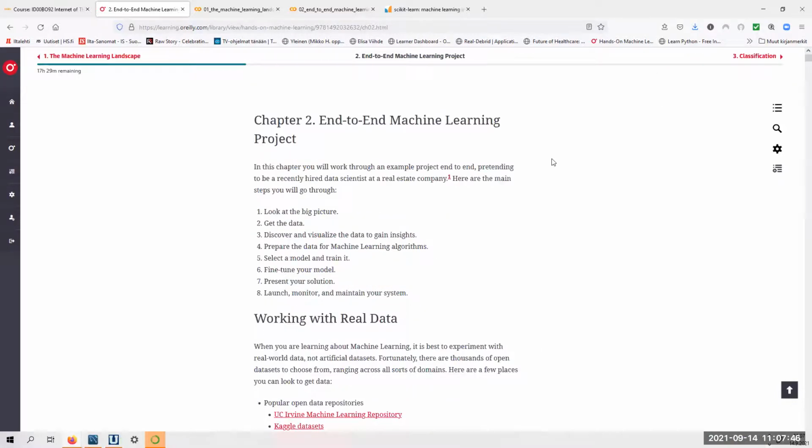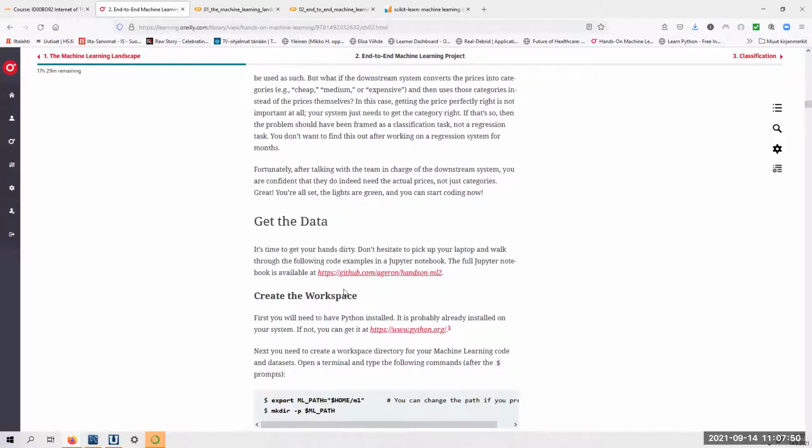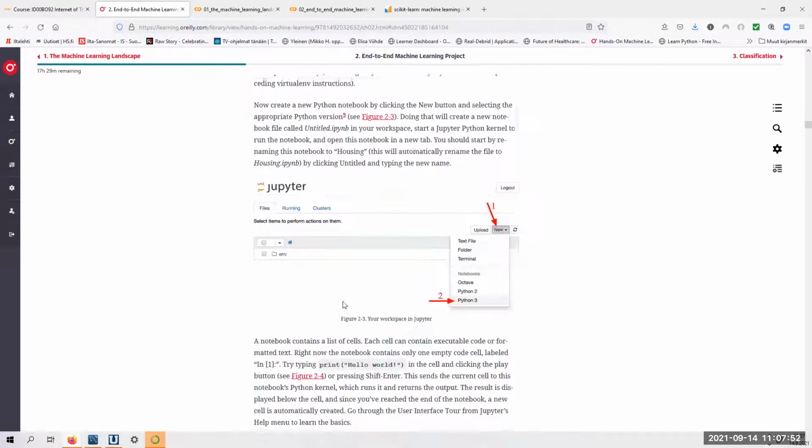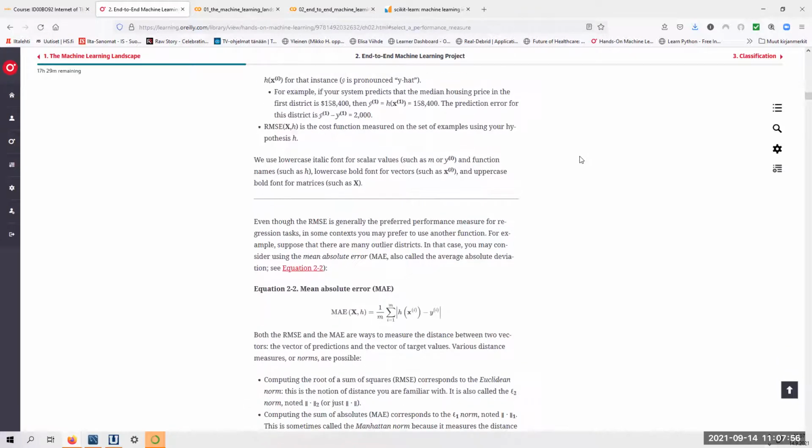Oops, now I pushed the wrong button. Where did I go? Okay, minimizes this.